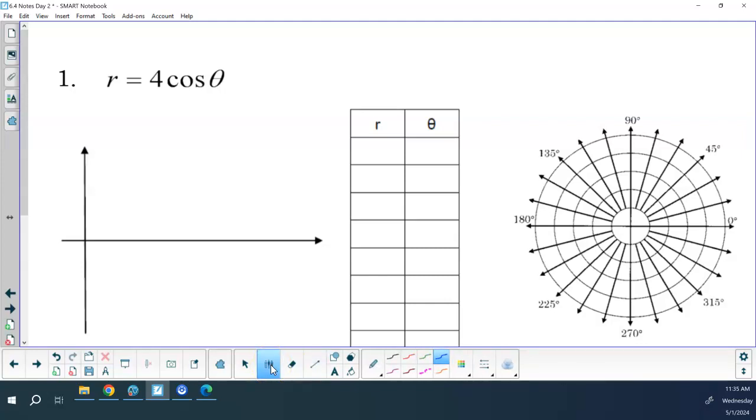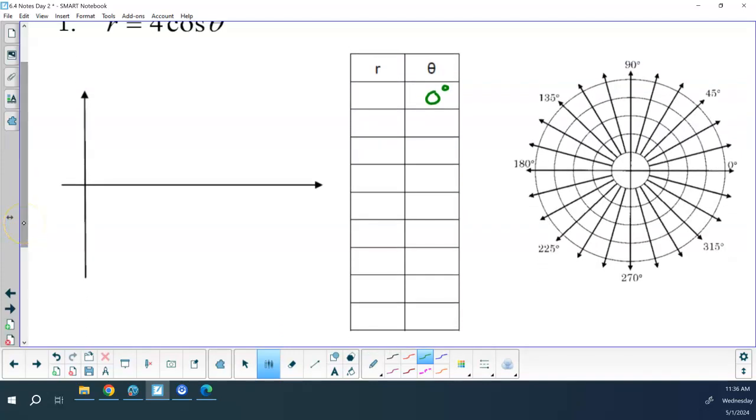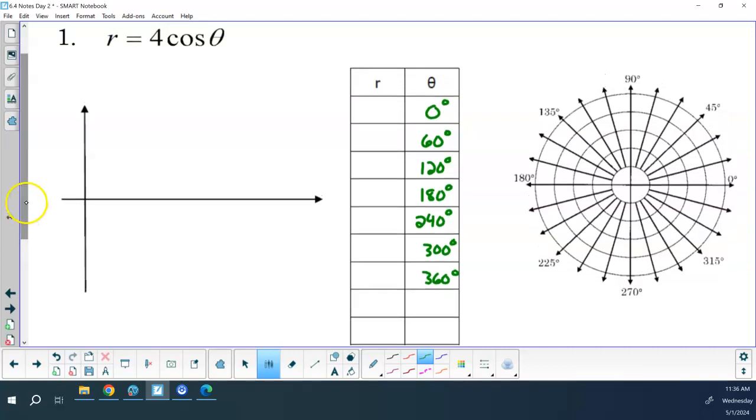We'll verify it by the calculator, but let's just do it by hand quick here. Cosine, we're okay with cosines. So, cosine value at 0 degrees. What are some other good ones for cosine? 60, 120, 180, 240, 300, and 360. Okay, so what is the value of cosine at 0 degrees? 1. So what's my R value? 4.